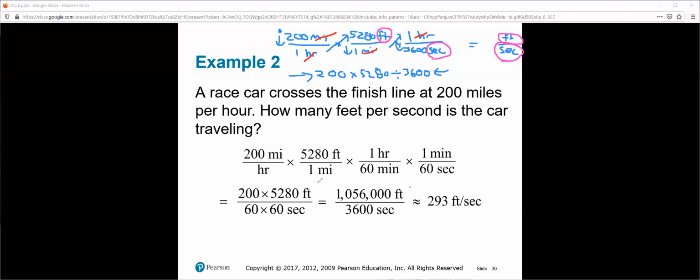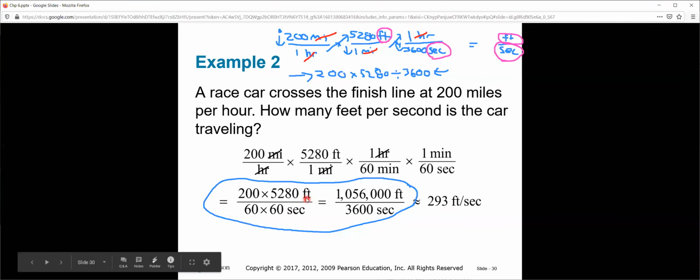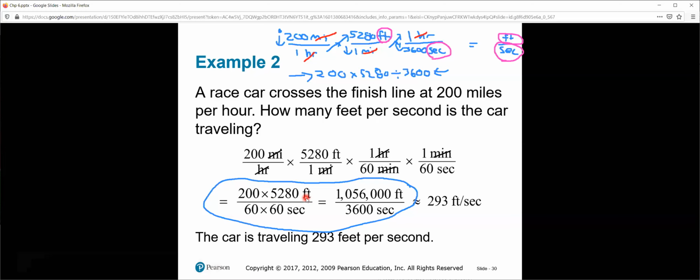That is the same calculation they do down here, just they stack everything and multiply straight across first. Either way it works. The better you get at this, the more you're going to use this approach. You're going to learn how to read these calculations, and you're going to figure out you don't have to always stack it in these big, long, fat fractions. Cool. Cars traveling 293 feet per second.